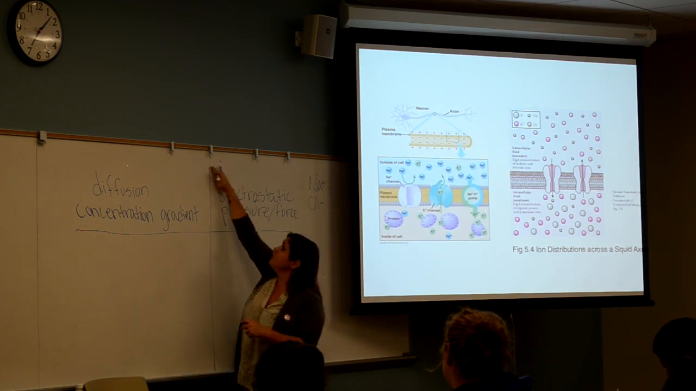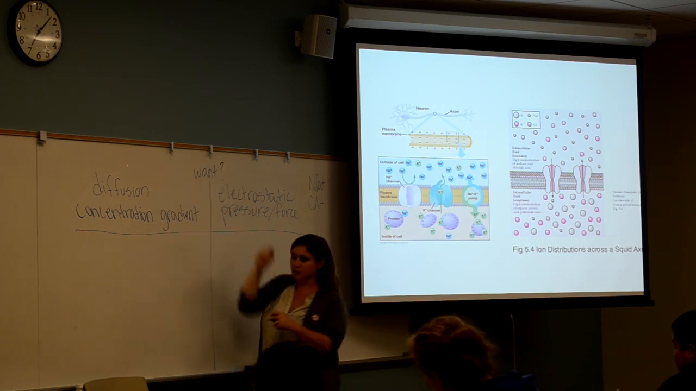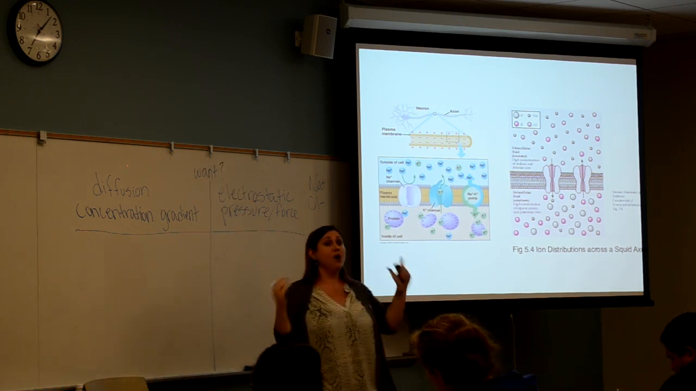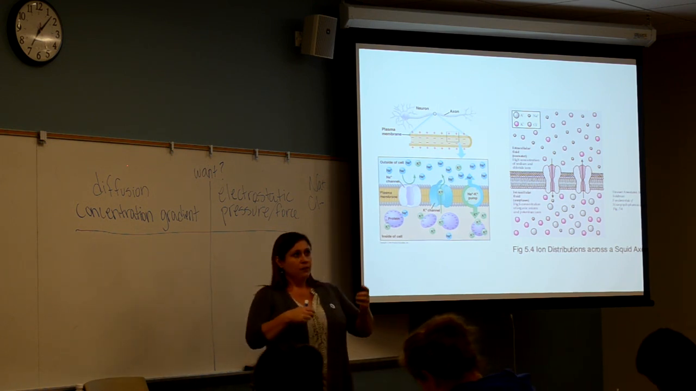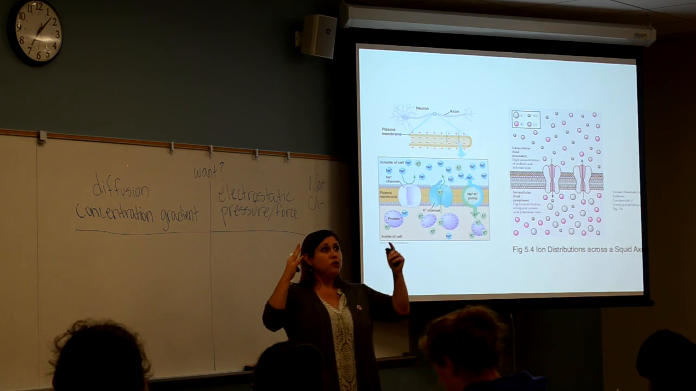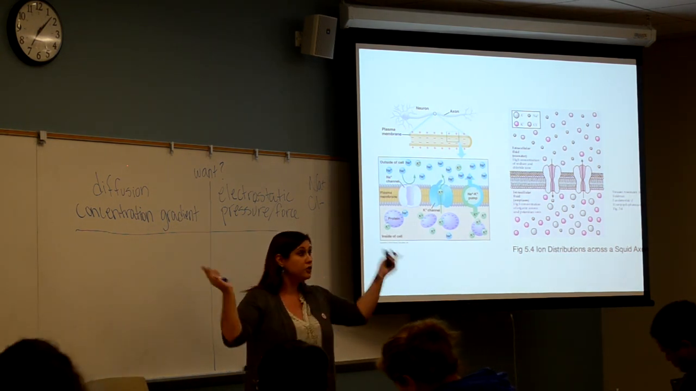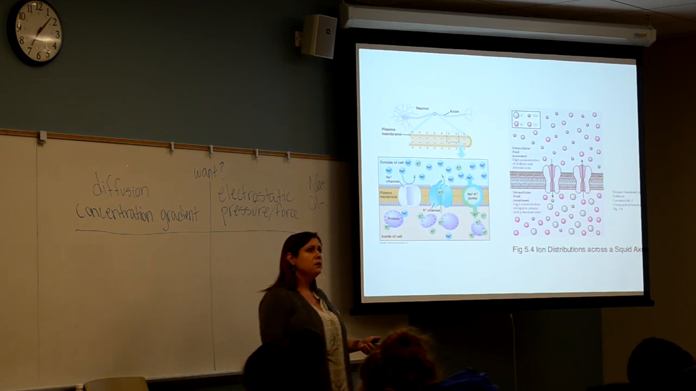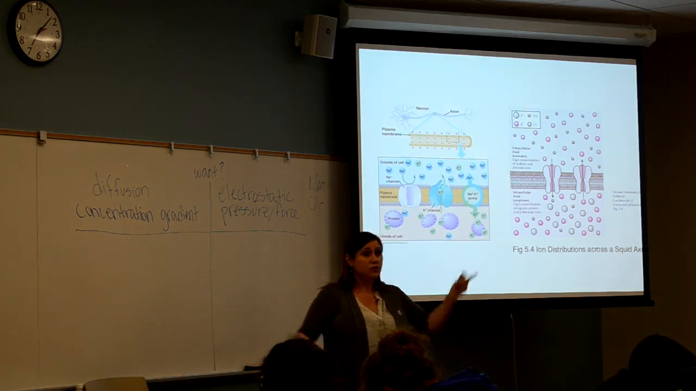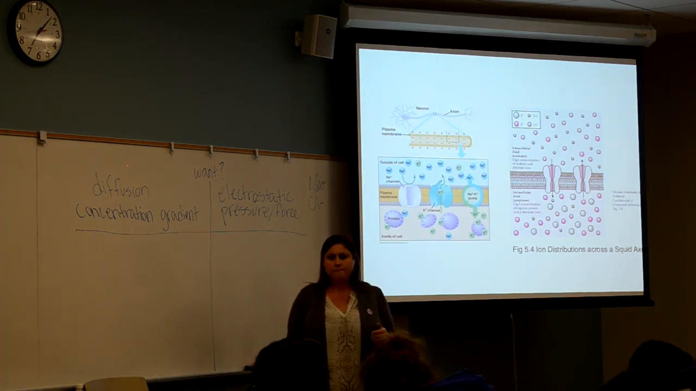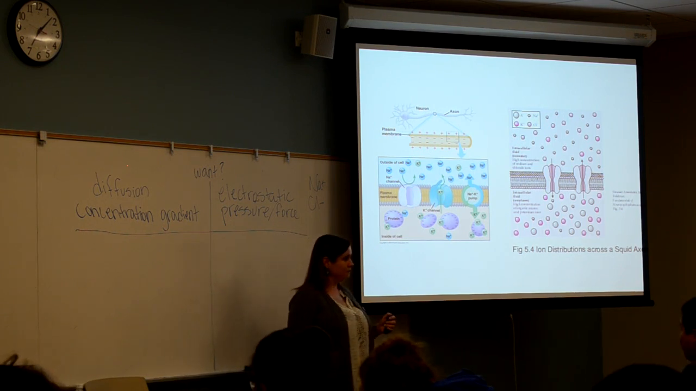Okay, so these two forces are always at work in the universe. They always want to do their thing. Diffusion always wants things to go from an area of high concentration to an area of low concentration. It's a law of physics. Electrostatic pressure wants opposites to attract. It's a law of physics. They're always at work. But they're always not wanting the same thing.